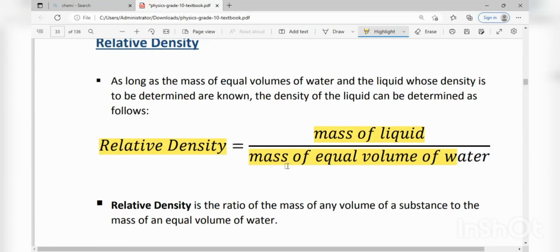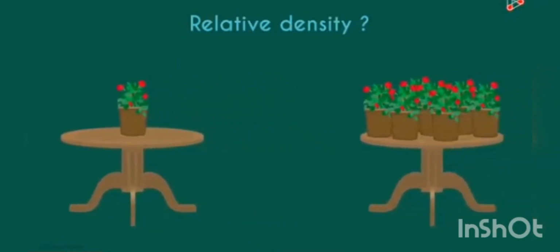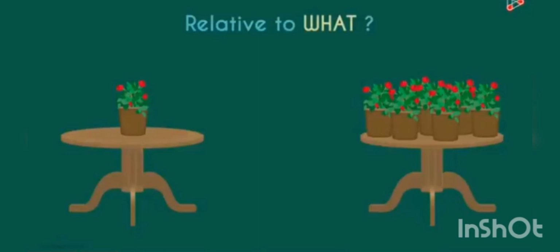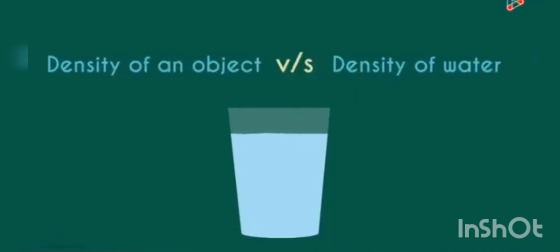For example, look at the word relative. What does it tell you? It tells us that we are looking at the density of something relative to the density of something. We are comparing the density of one thing to the density of another. That's all. But the question is, relative to what? It's most typically the density of water. Yes, we look at the density of an object relative to the density of water.